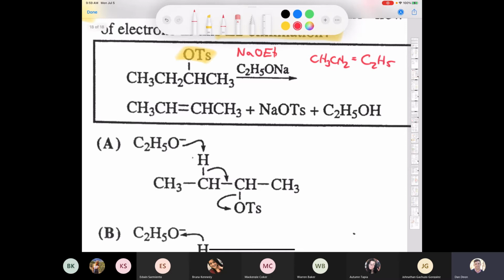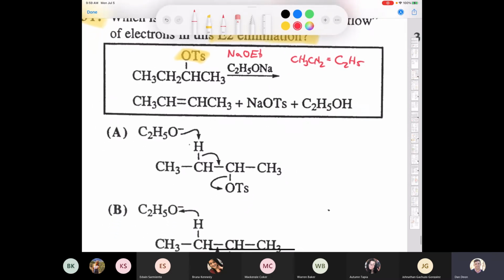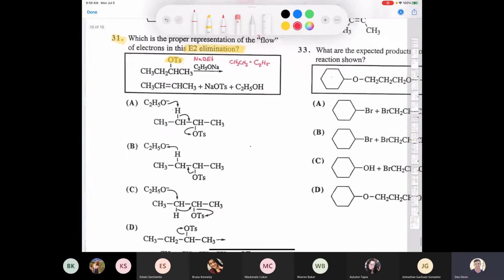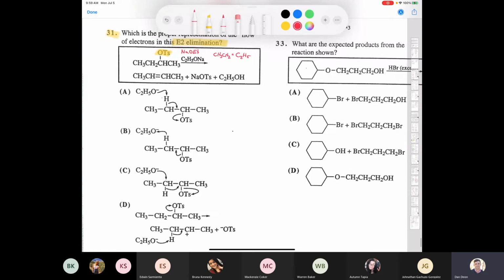It's the only way to arrange the atoms. So we have sodium ethoxide, and we have a tosylate on carbon 2. So let's zoom out here so you can see. And if anybody can show me the proper flow of electrons to produce 2-butene, let me know.